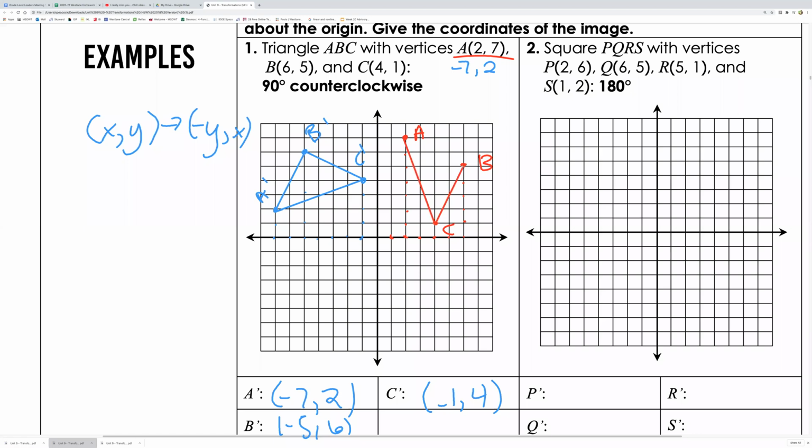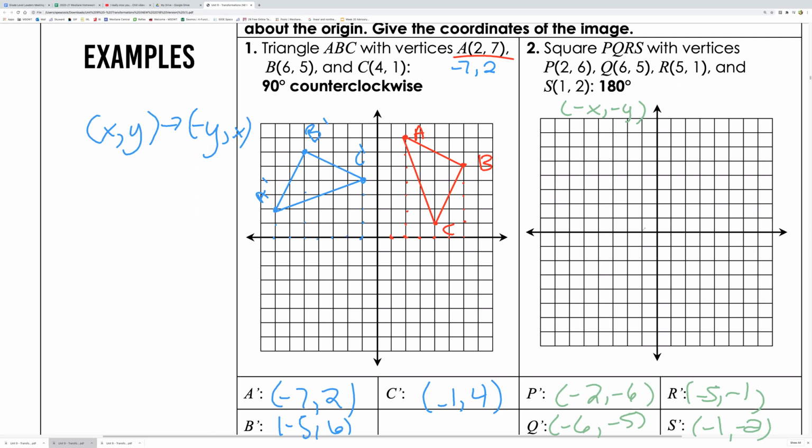Okay, and you can see here that your image is kind of turned. All right, let's do our next one. Our next one's 180, so that will be negative x comma negative y. So we're literally just making all of our points negative. So P is negative 2, negative 6. Q is negative 6, negative 5. R is negative 5, negative 1. And S is negative 1, negative 2.